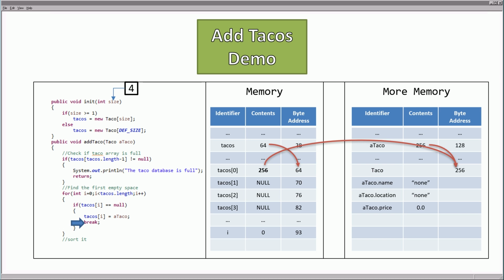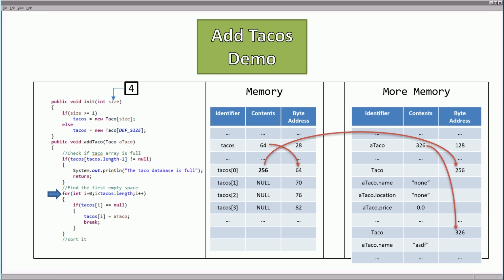When we break out of the loop, we leave this method. When we leave the method, this no longer exists. The parameter aTaco is gone. However, we still have this reference inside of our array as the first taco. Now, let's add another one.